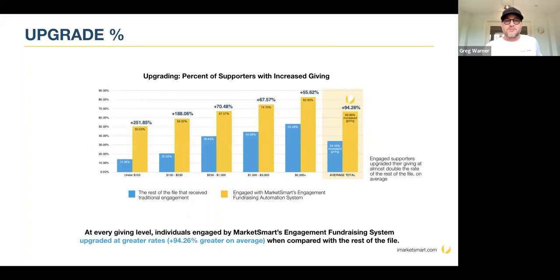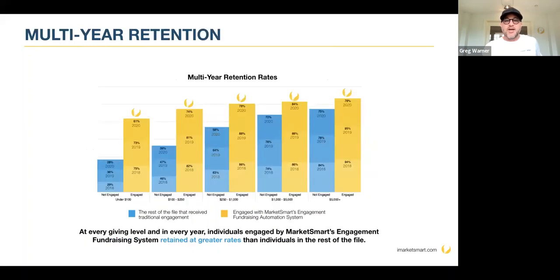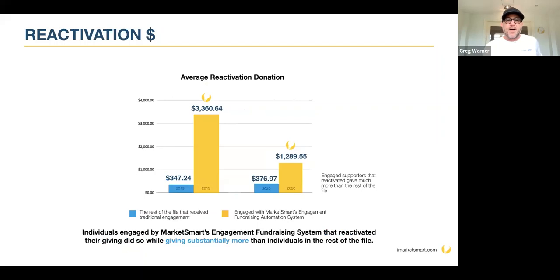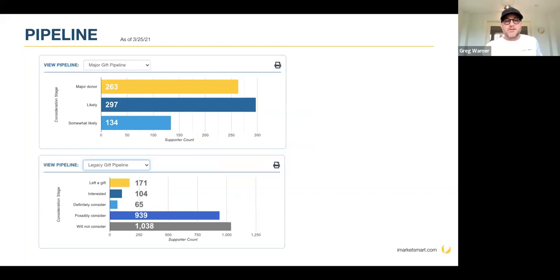The percent who increased their giving, so upgraded, if you will, was greater, of course, across the board for all levels of giving. The retention rates are greater for all levels of giving. And the percent who were reactivated was greater. And also the reactivation donation amount was greater. But to boot, they were able to start building major gift and legacy gift pipelines.